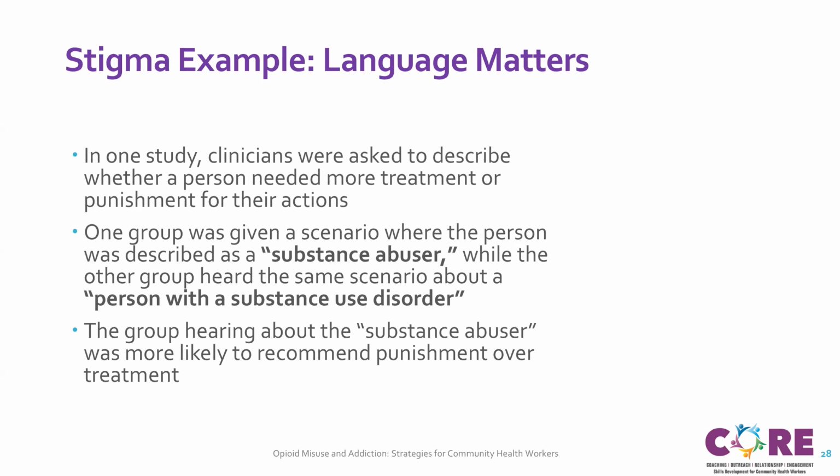And so one of these groups of clinicians, these are doctors, were given a scenario where the person was described as a substance abuser, while the other group heard the same exact scenario about a person with a substance use disorder. And this group of doctors hearing about the substance abuser were more likely to say that they should be put on probation. They should get a punishment-style response rather than treatment. And I just thought that was really interesting, and just how we talk about it has such a big impact on decisions that are made about these people's lives.